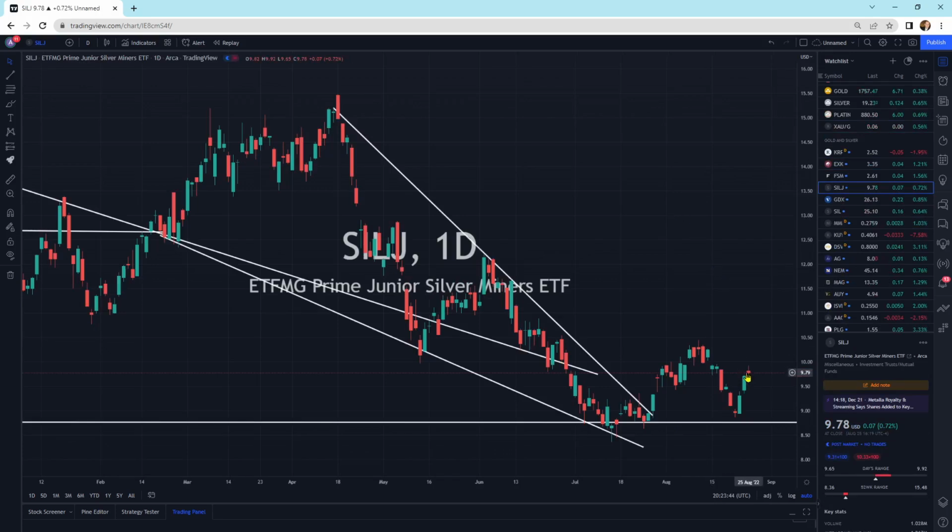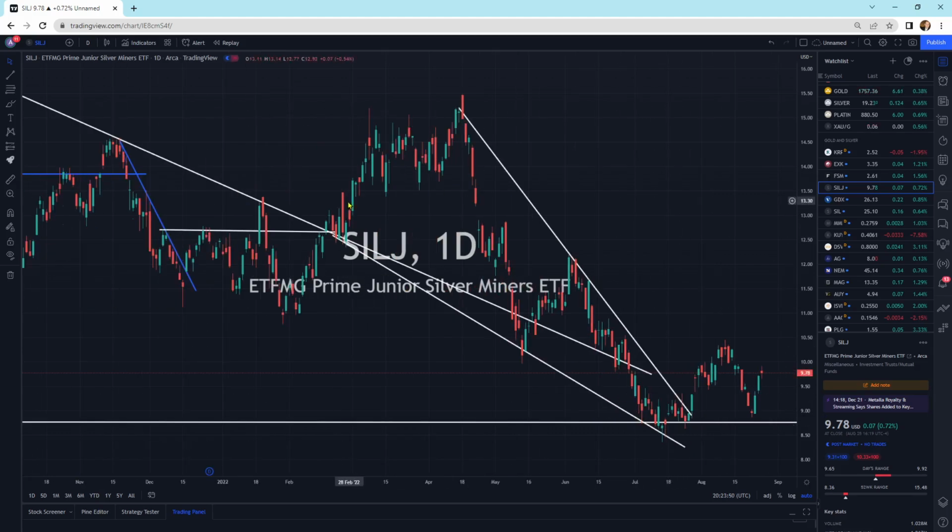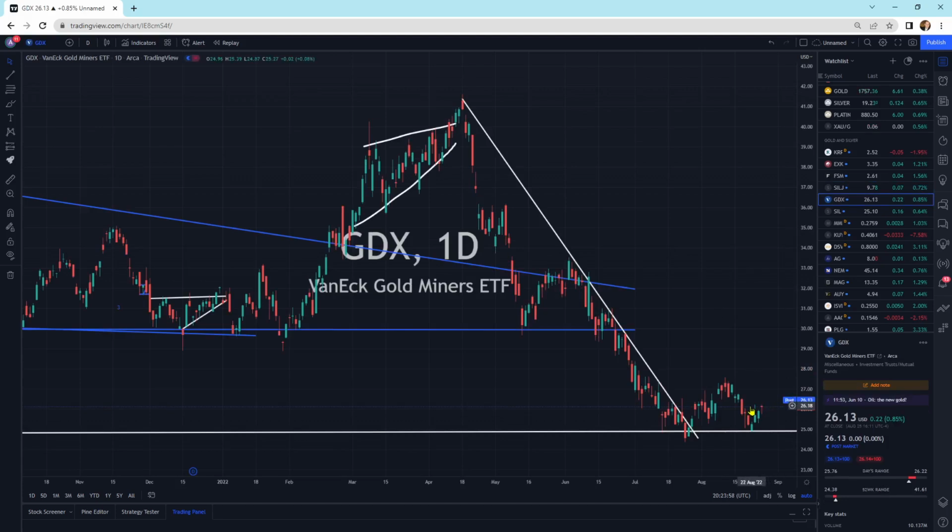SILJ basically getting the sideways day. It was slightly up. Again, we're above support, above the trend line break, or maybe even the falling wedge break. I'm still bullish, but we could see a little bit of selling pressure in the very short term. GDX, same thing as the SILJ setup. Broken downtrend. We could see a little bit of selling pressure in the short term.